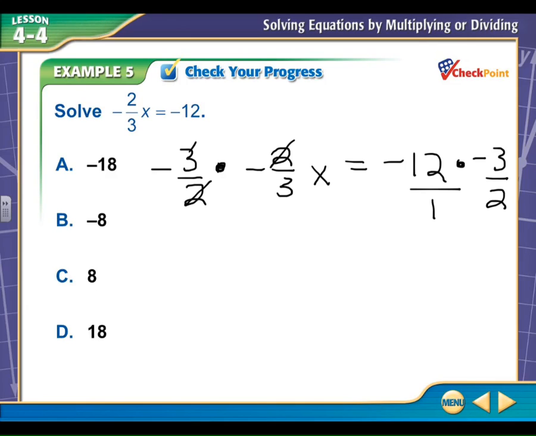This simplifies out, and a negative times a negative is a positive x. And I'm going to simplify my fraction. Negative 6 times negative 3 is positive 18.